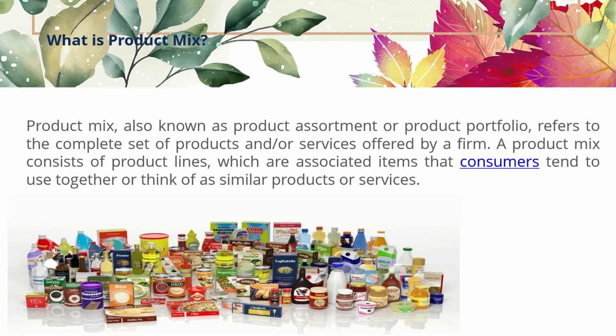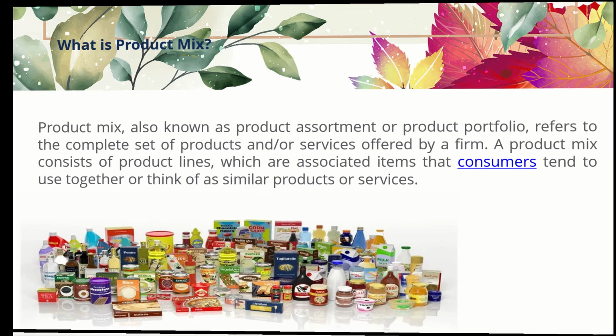The main component, product mix, which is also known as product assortment or product portfolio, refers to the complete set of products or services offered by a firm. A product mix consists of product lines, which are associated items that consumers tend to use together or think of as similar products or services.